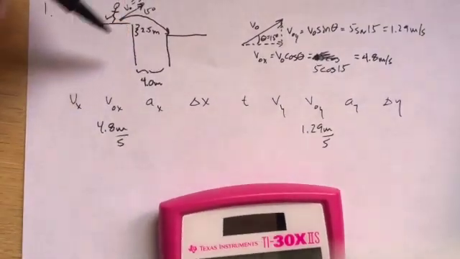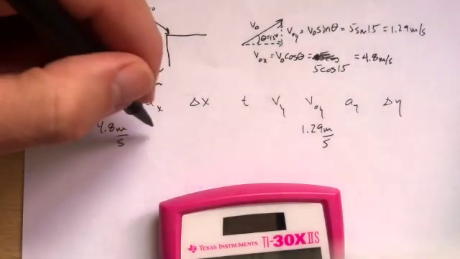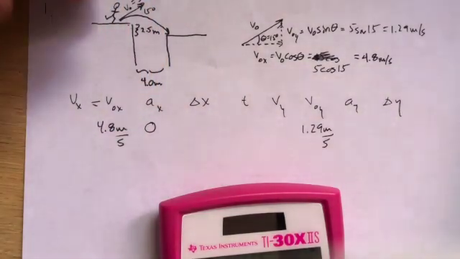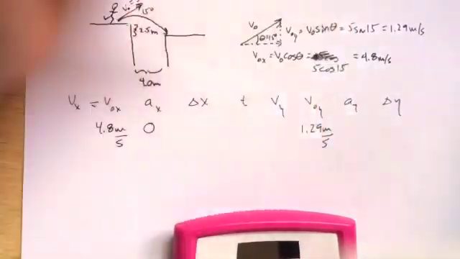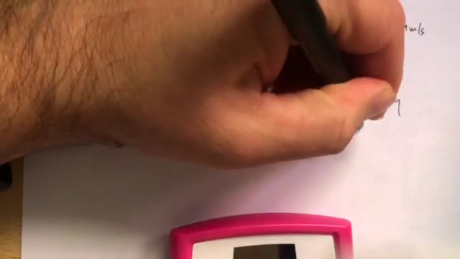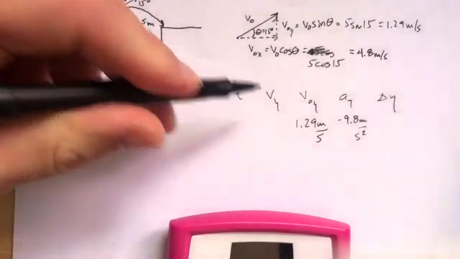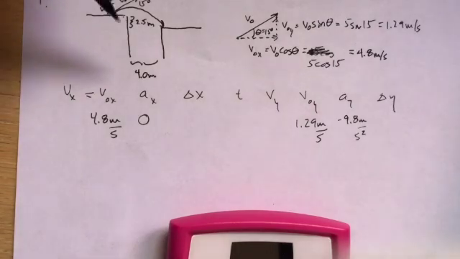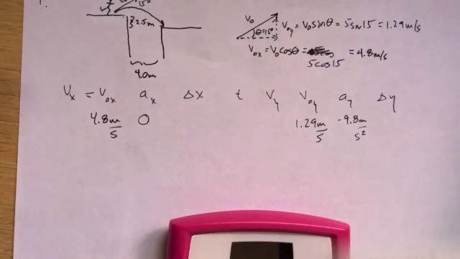Now remember, after he leaves this building, there is nothing pushing him forward anymore. He's going forward because he was already going forward. There's no force, therefore no acceleration, which means that V naught x and Vx are the same. I'm going to hold off on delta x here for a second. I know that in the y direction, the acceleration is the acceleration due to gravity, which is negative 9.8 meters per second squared. I don't know what his final velocity is, and I'm also going to hold off on delta y. The reason I'm holding off on delta x and delta y is this is where we come to a place on how we want to do the problem.